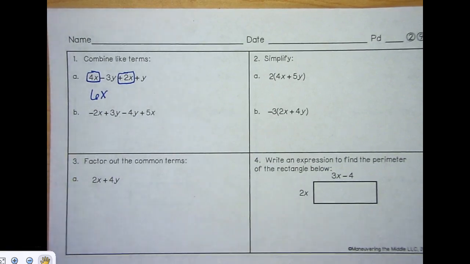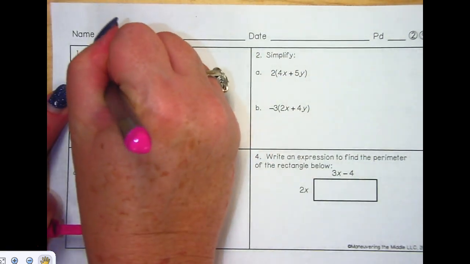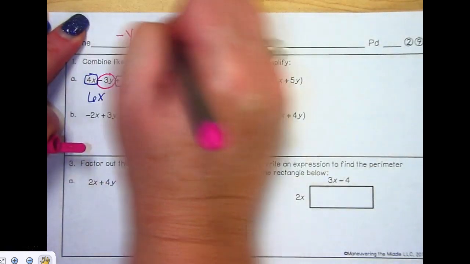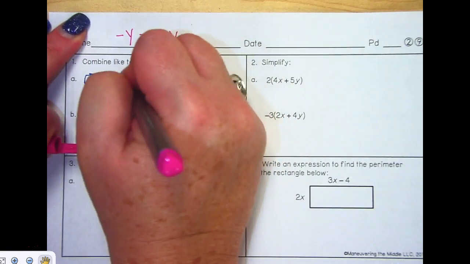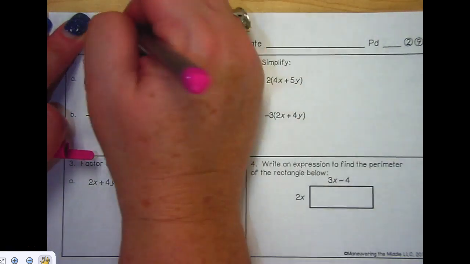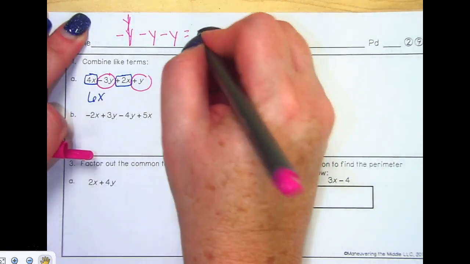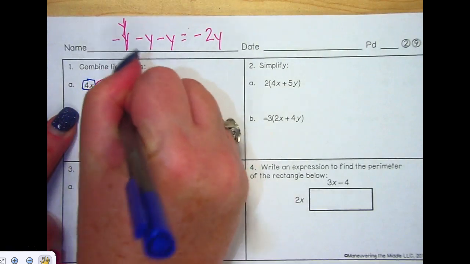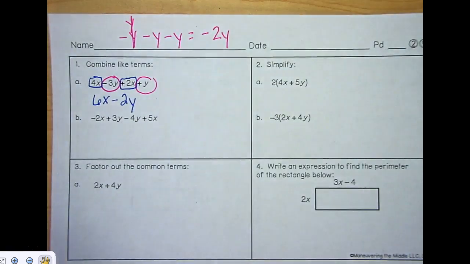All right. Next, we have negative 3y. Make sure you see that negative in front of it. That's 3 negative y's. Negative y, negative y, and negative y. And to that, we are adding a positive y. Cross off 0 pairs. What are we left with? Negative 2y. So we have 6x minus 2y. That is the proper way to write that. Technically, 6x plus negative 2y is okay, but that is not considered the correct way to write it.